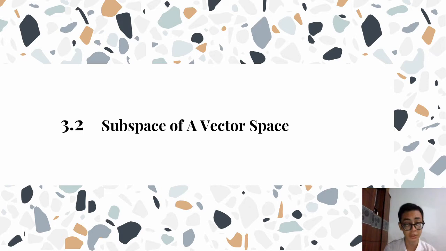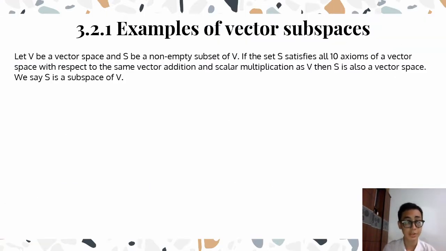Subspace of a vector space. 3.2.1 Example of vector subspace. Let V be a vector space and S be a non-empty subset of V. If the set S satisfies all 10 axioms of a vector space with respect to the same vector addition and scalar multiplication as V, then S is also a vector space. We say S is a subspace of V.